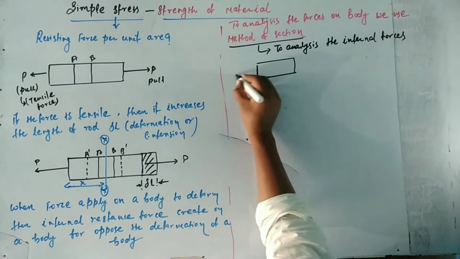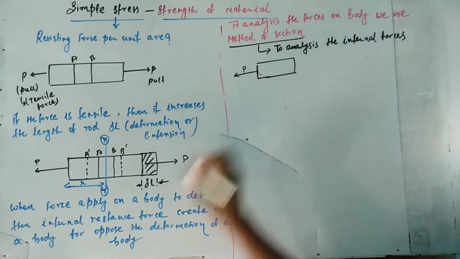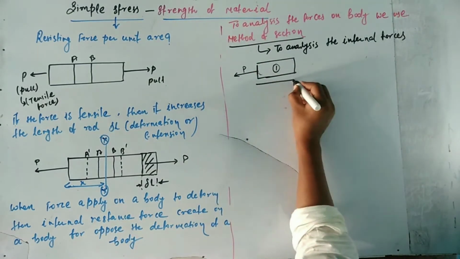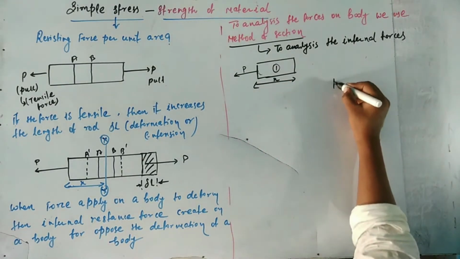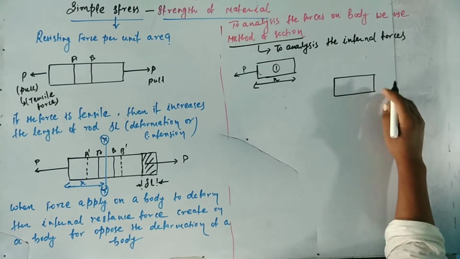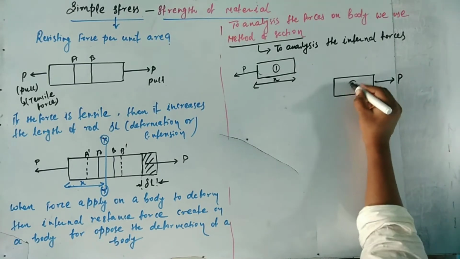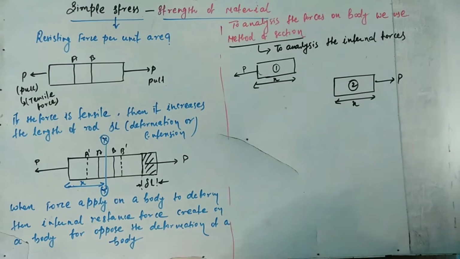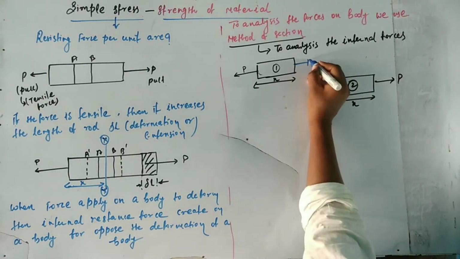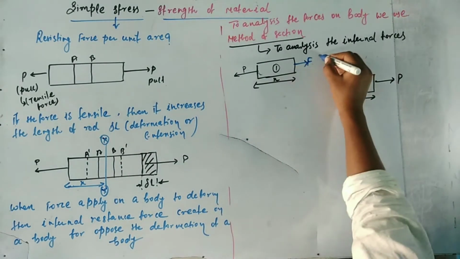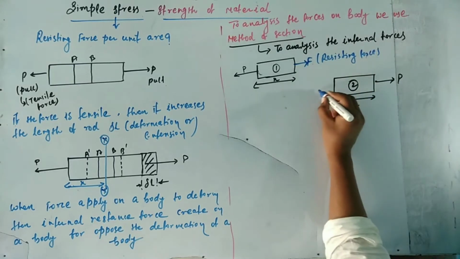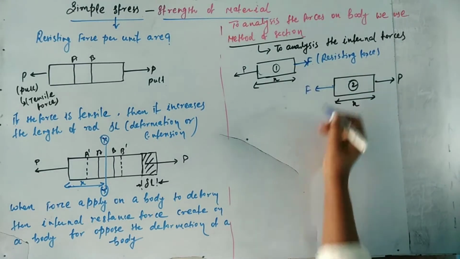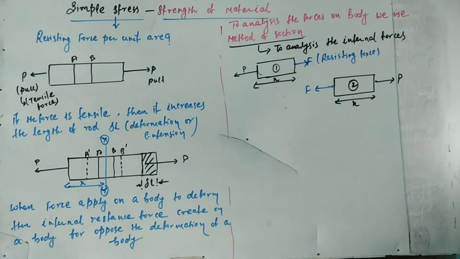So now we will draw the free body diagram of the method of section. This will be the first segment of the free body diagram. This one is the first segment and this one is the second segment. Here the pulling force is applied, and this one is the second segment, and the distance is x. So both bodies are the same. This one is the free body diagram. So there is a resisting force: when force is applied, the body will create a resisting force to oppose the deformation of the body.